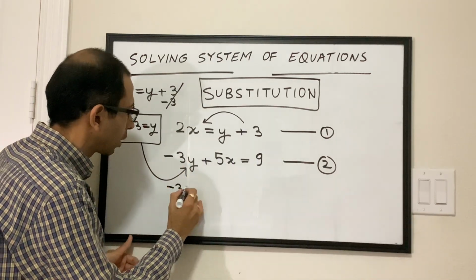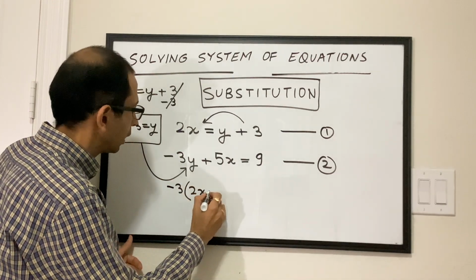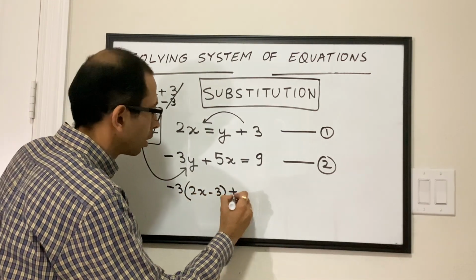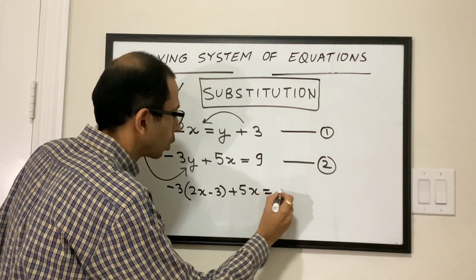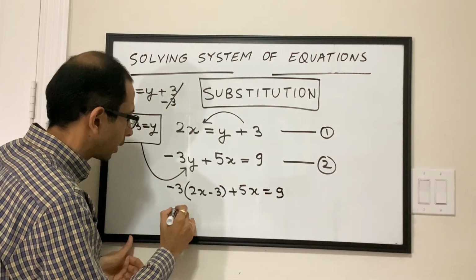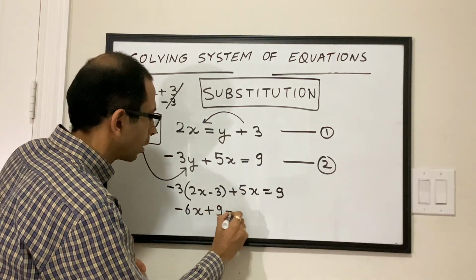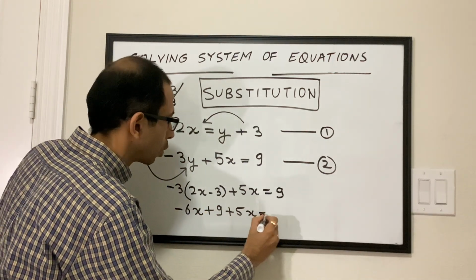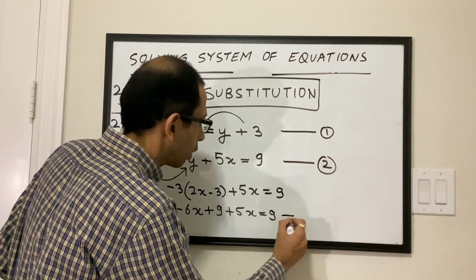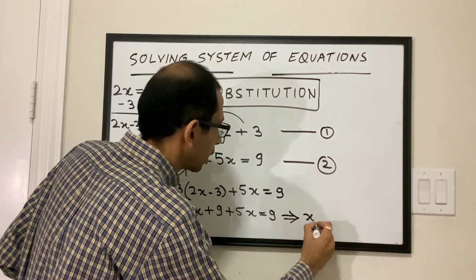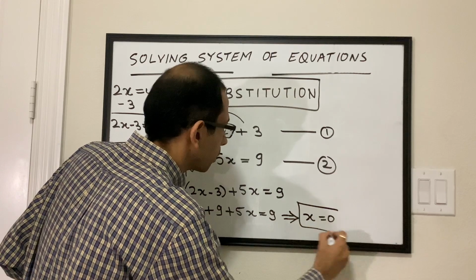So the second equation becomes minus 3 times (2x minus 3) plus 5x is equal to 9. We expand this, and it gets minus 6x plus 9 plus 5x is equal to 9. And when we solve it, we essentially get x is equal to 0.